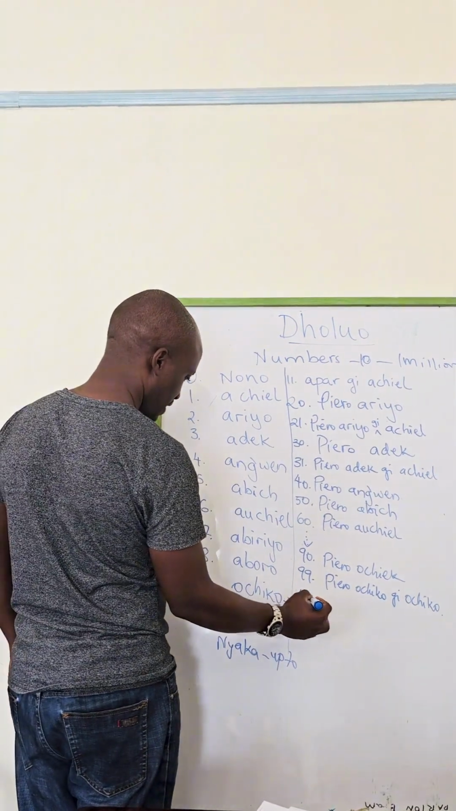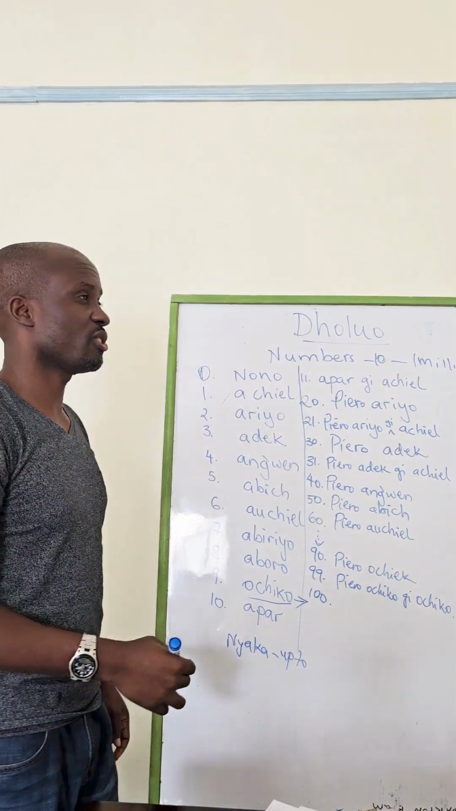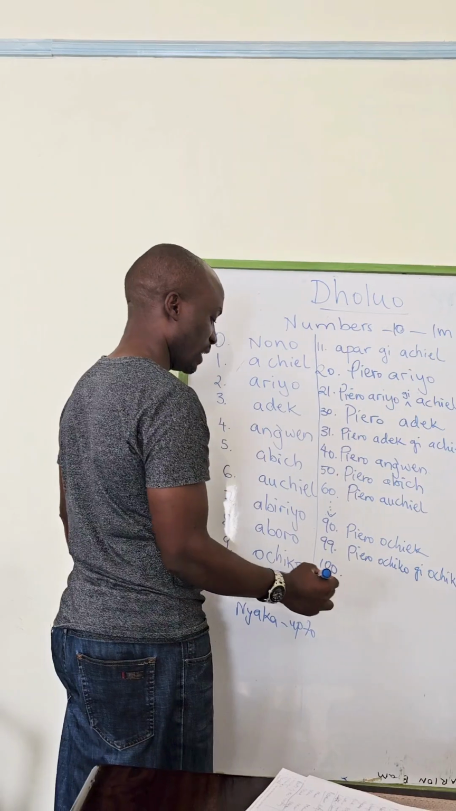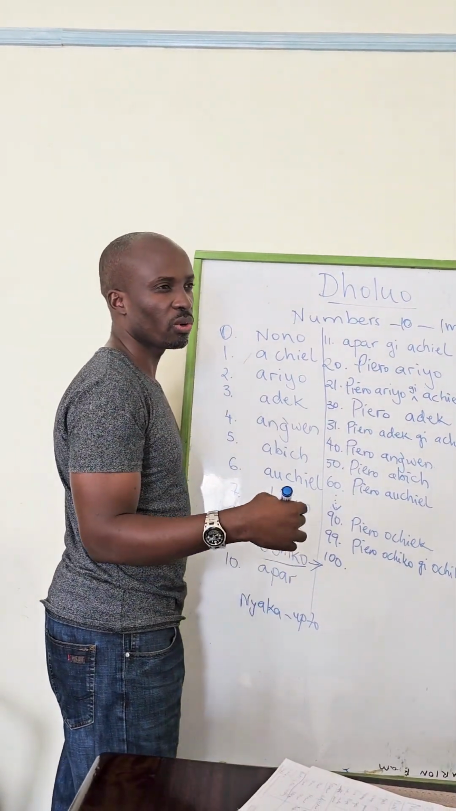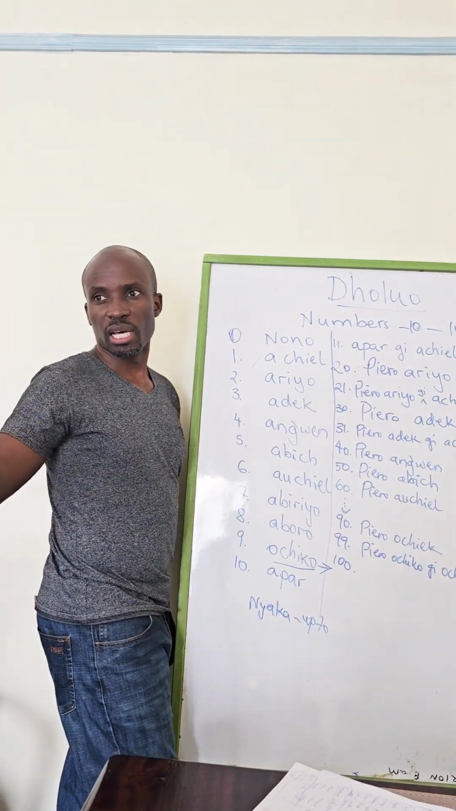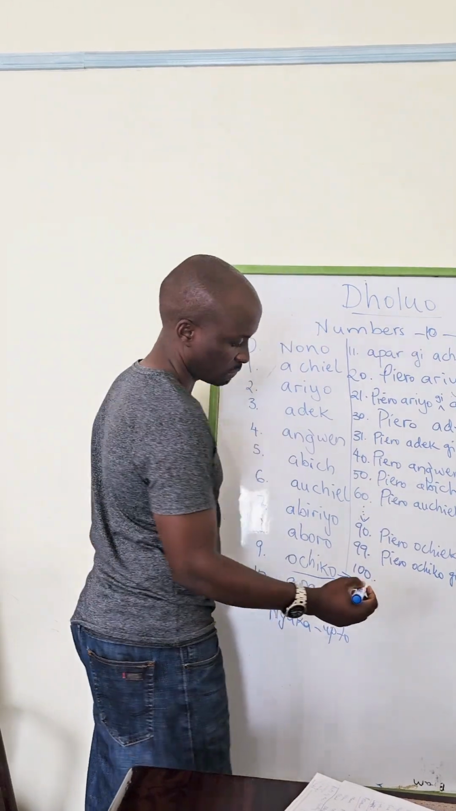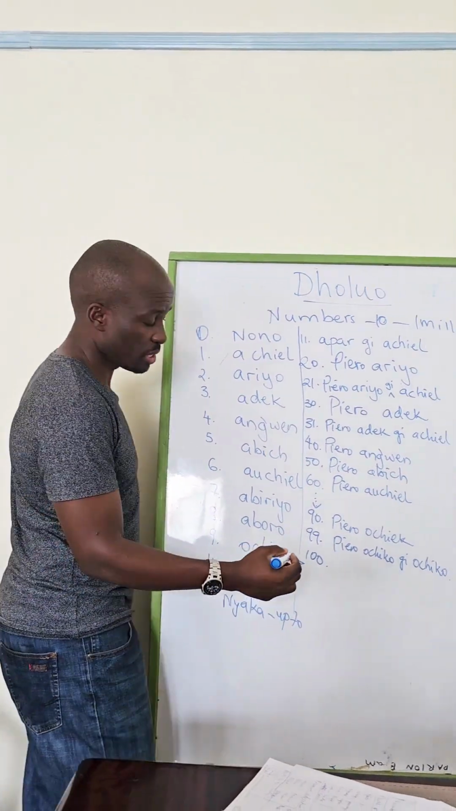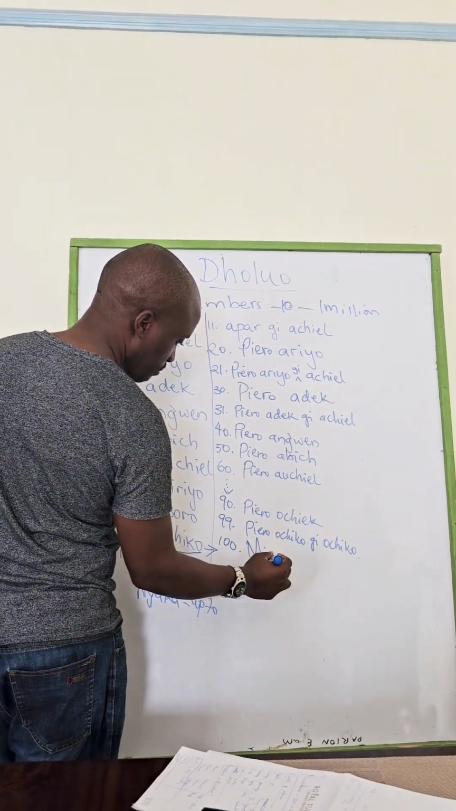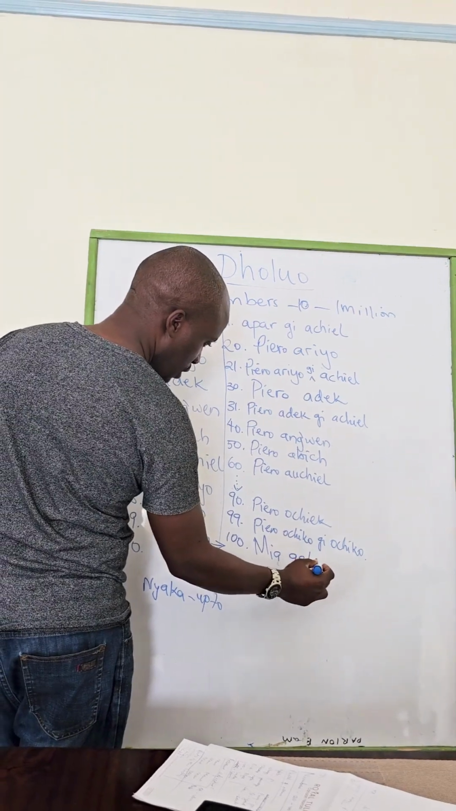100, and this is not the very traditional language, but this is what people say today. Because I know there used to be words like ongo, Piero apar, ongo something, and so on. Okay, so we continue with 100 is mia achiel.